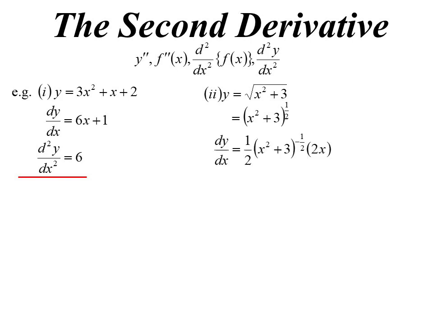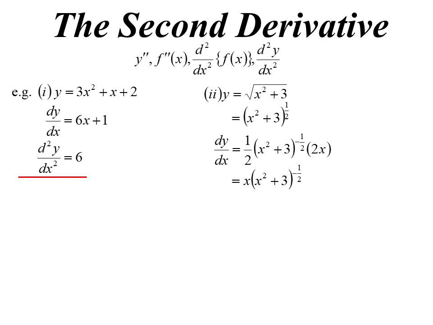Bring down the power, lower the power, diff the inside, we get that. Let's tidy it up, the half times the 2x, we get x squared plus 3 to the minus a half. Now I could put that back into surd form, I'd get x on the square root of x squared plus 3. But I'm going to have to differentiate again.